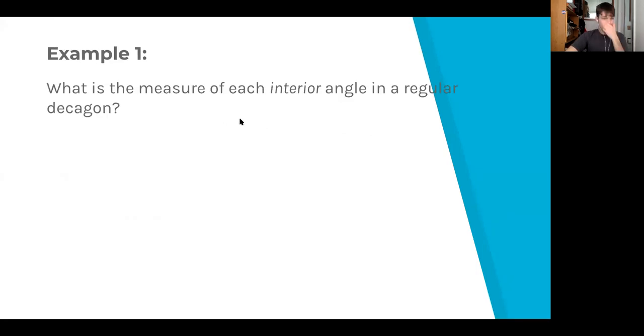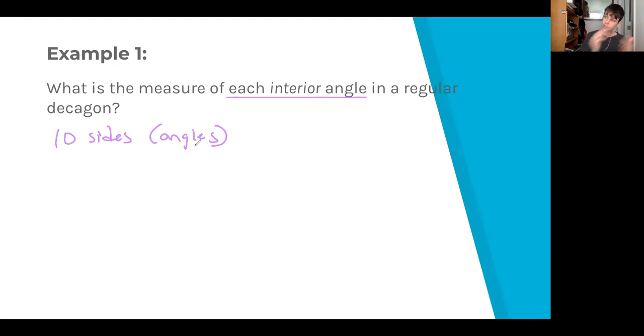All right, so here is an example of using some of the properties that we just talked about. Let's read the information and see if we can come up with it. What is the measure of each interior angle in a regular decagon? Regular decagon means 10 sides and angles, right? Polygons always have the same number of sides and angles.